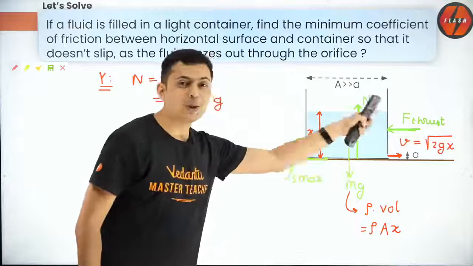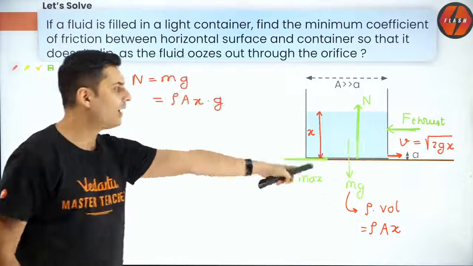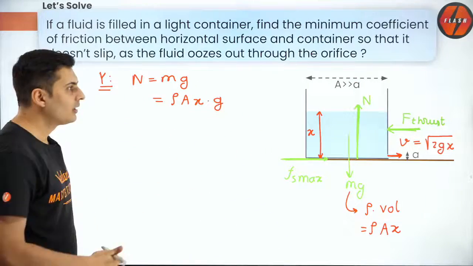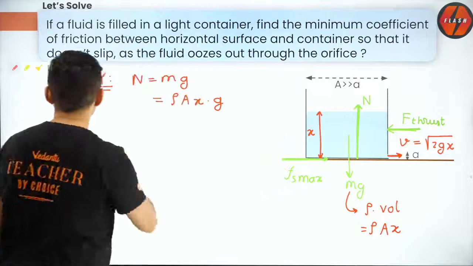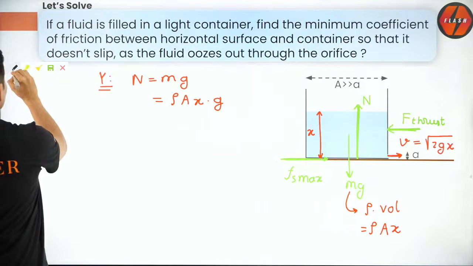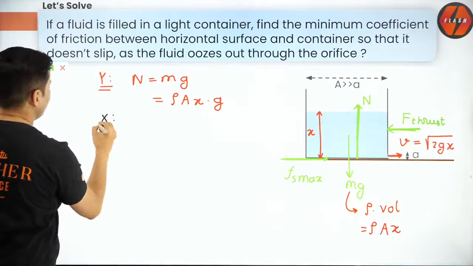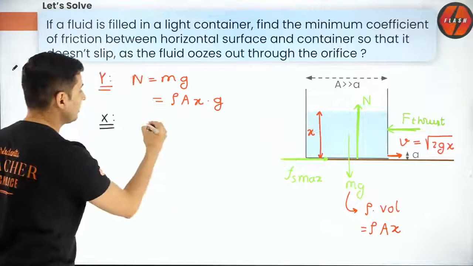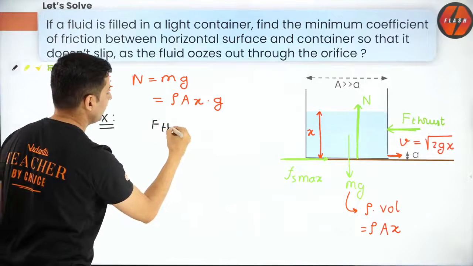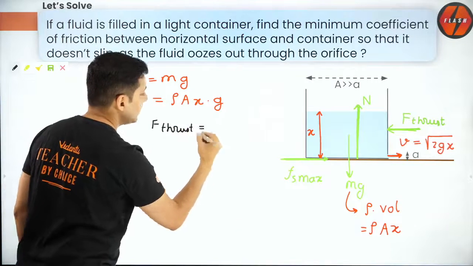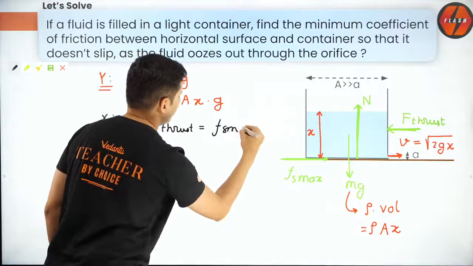So v is root 2 gx. That's the formula for the velocity. We know that. Now think, guys, what will be the situation in x direction? In x direction, the thrust force, correct? The thrust force should be exactly equal to Fs max.